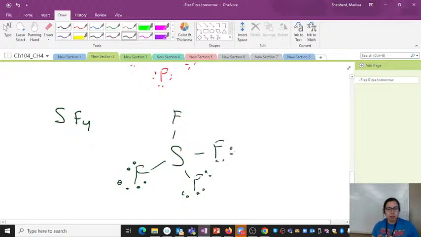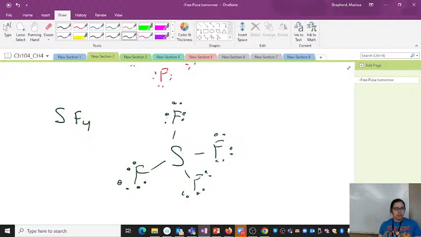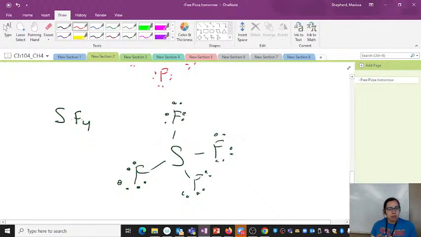I always encourage people, with these structures, to just start somewhere. And then really the question is, can you analyze your structure, go through the checks, and then fix your structure yourself? So this is pretty good. But let's see if we have the right total number of electrons.